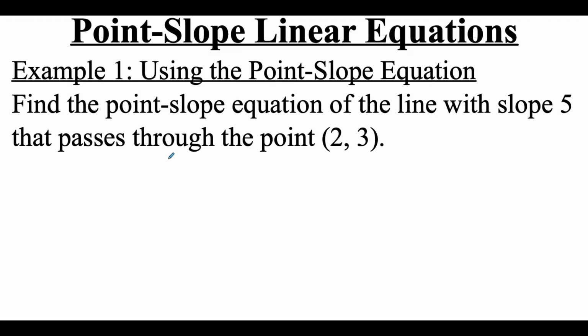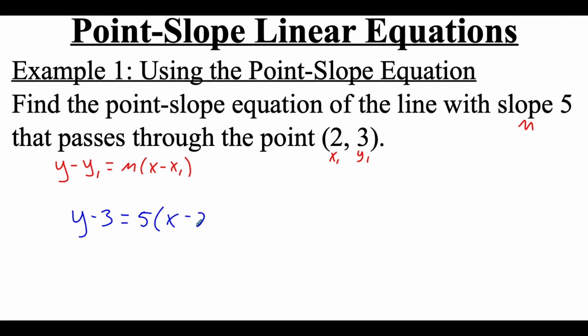So in this example, we're going to use that point-slope form to help us write out an equation for a line that has a slope of 5 and goes through the point 2, 3. So that point-slope form, again, is y minus y1 equals m times x minus x1. Your point that you're given, that's your x1 and your y1, and then your slope is your m value. So if I take that information that I've got and plug it in where it needs to go, that would say y minus 3 is equal to 5 times x minus 2.